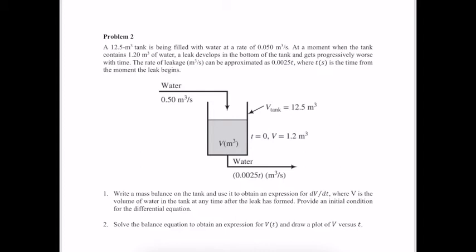For part 1 of this problem, it asks us to develop a material balance on the tank and use it to obtain an expression for dV/dt, which is a differential equation describing the volume of water in the tank at any time after the leak has formed. Part 1 also asks us to identify an initial condition for this differential equation. In part 2 of the problem, we want to then solve the differential equation so that we have an expression describing V of t, and then it asks us to sketch a plot of the volume versus time.